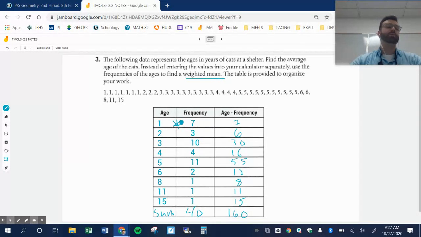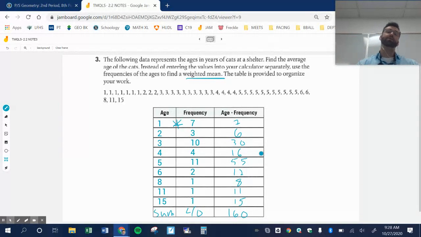Why are we doing this? Why use the weighted mean and not just the mean? It's a little bit easier to use the weighted mean in this situation because when we're averaging, it makes our life easier. Instead of adding 1 plus 1 plus 1 plus 1 plus 1, 2 plus 2 plus 2 plus 3 plus 2 plus 3, and all of these numbers up, I can just do 3 times 10. I can just do 5 times 11.